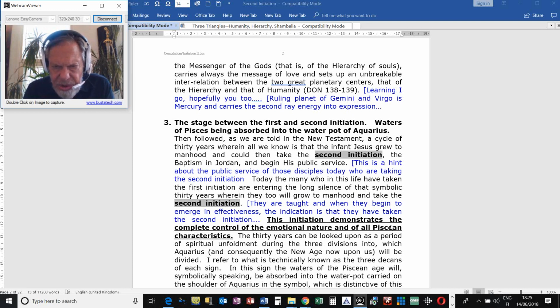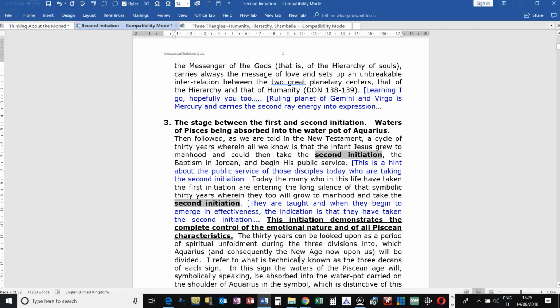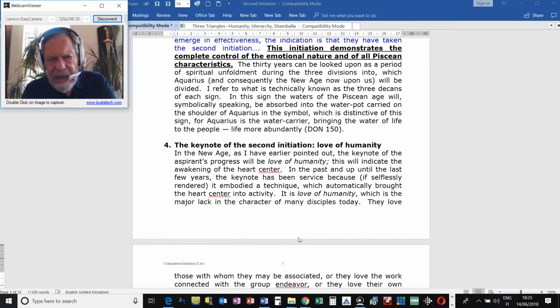during the 3 divisions into which Aquarius, and consequently the new age now upon us, will be divided. I suppose 0 to 10, 10 to 20, 20 to 30. And there are secret aspects to the life of Jesus Issa, if Agni Yoga is correct about his travels. Somehow he had to establish a relationship with the Christ who was overshadowing him and was even then the head of the hierarchy as a 5th degree initiate. Could this be done subjectively? I think, of course, but it would be interesting to think that he journeyed to India and met his brothers, so to speak, as they would be in the hierarchy.